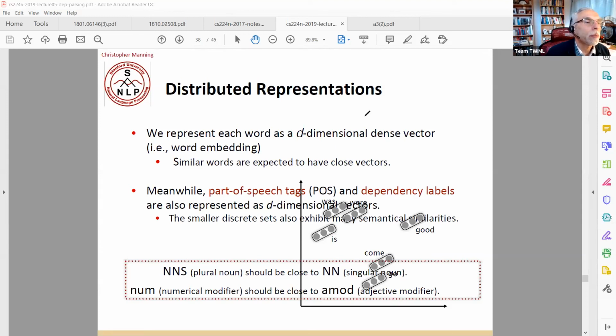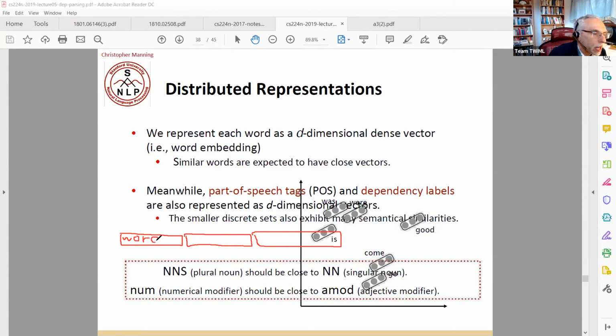I might get in trouble with my arrows again. So the idea is you have this d-dimensional vector for the word, and then you have another d-dimensional vector for the part of speech, and then you have another d-dimensional vector for the dependency label, and then you stick them all together to make a 3D dimensional vector. Does that make sense to everybody?